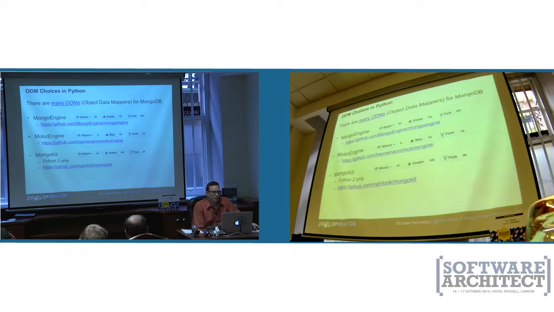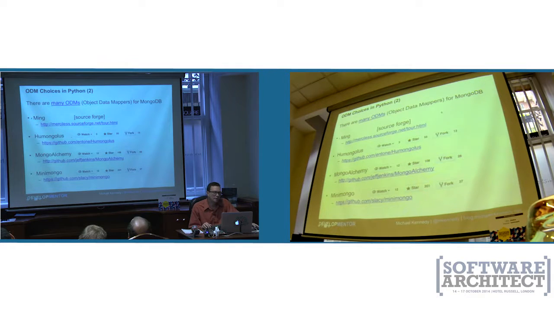We're going to use this one called MongoEngine, first, because it wins the popularity contest, and second, because it works on Python 2 and 3, which is a big deal. If you guys are coming from .NET, maybe you don't realize that's a big deal, but it is. There are other choices like MongoKit. It's kind of popular, but only works on Python 2.